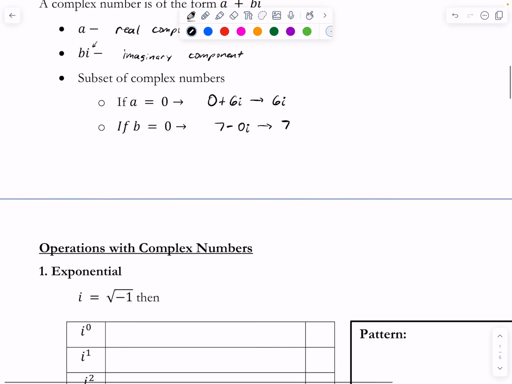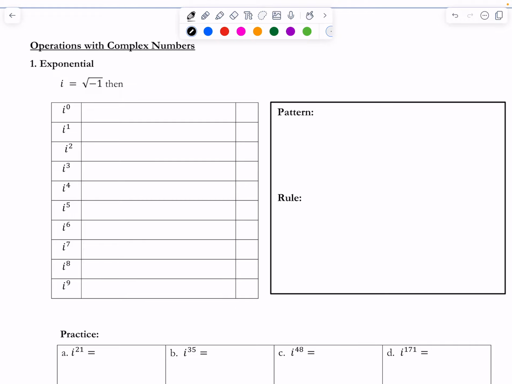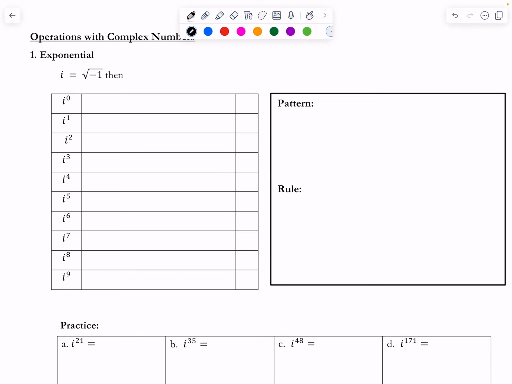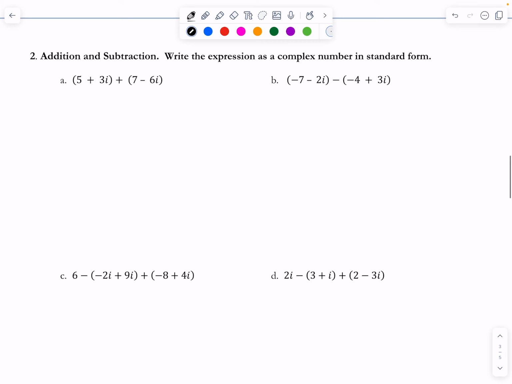All right, so let's skip this page. And in class, I'll go over some kind of fun stuff here with taking i and raising it to certain powers. So we'll do that in class. It's like a little bit of a challenge. Let's talk about adding and subtracting.